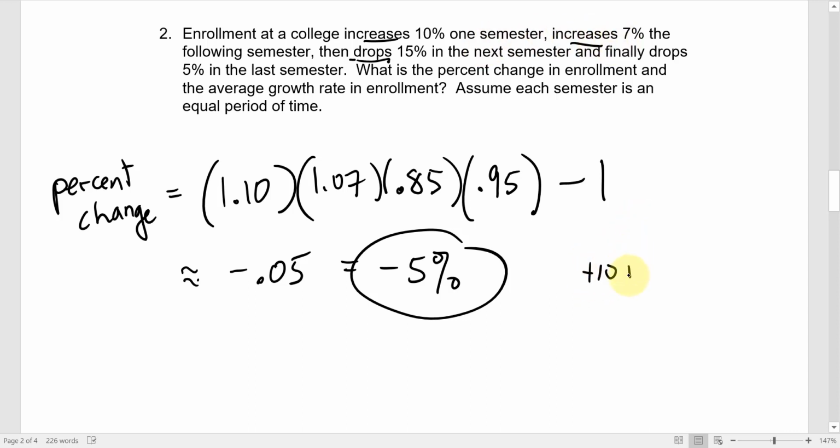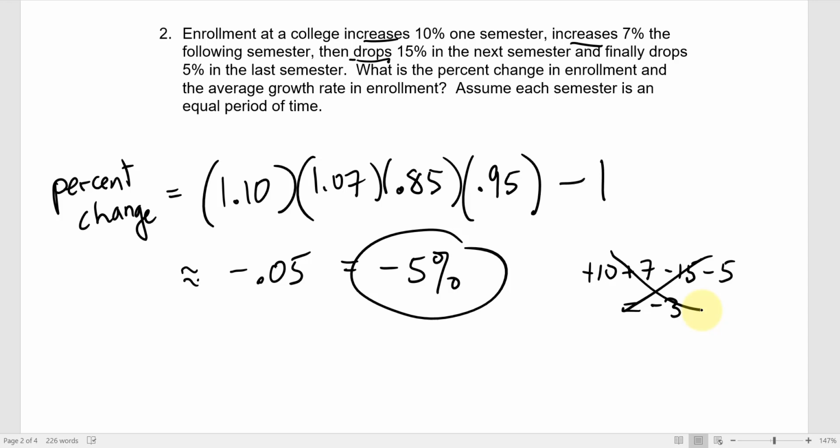Now just to compare, if we had taken a 10% gain followed by a 7% gain followed by a 15% loss and then a 5% loss, how much does that add up if you just combine those together? That's 17 minus 20, so that's negative 3. So you see that's giving me a different result that just isn't accurate, in the sense that because these are compounded changes on previous amounts, this is really the true change overall in the enrollment. It's a 5% loss, roughly 5%.